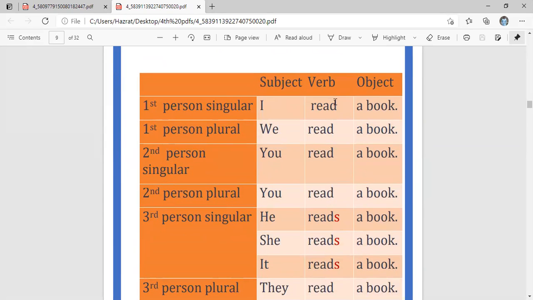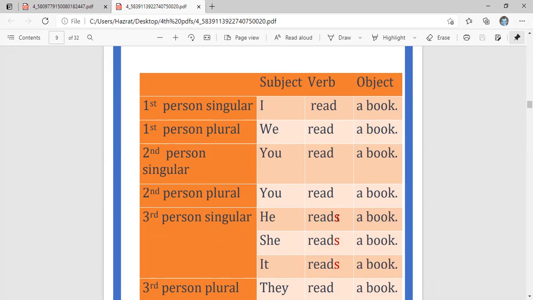First person: I read a book, we read a book. Second person: you read a book. Remember, you is always a pronoun that is used as plural. If you are going to use any helping verb with you, it will be plural. For example, you are, you were. Remember all these things. You read a book. He reads a book. She reads a book.